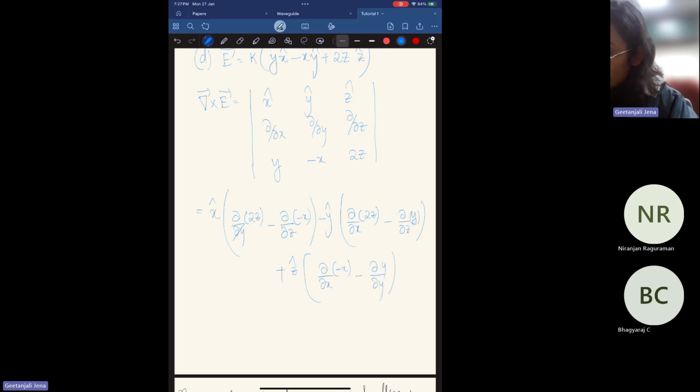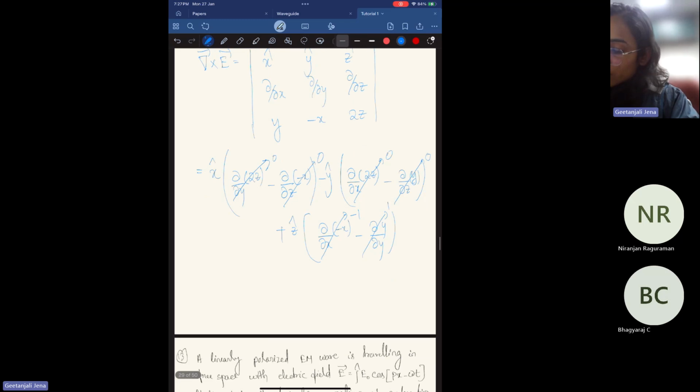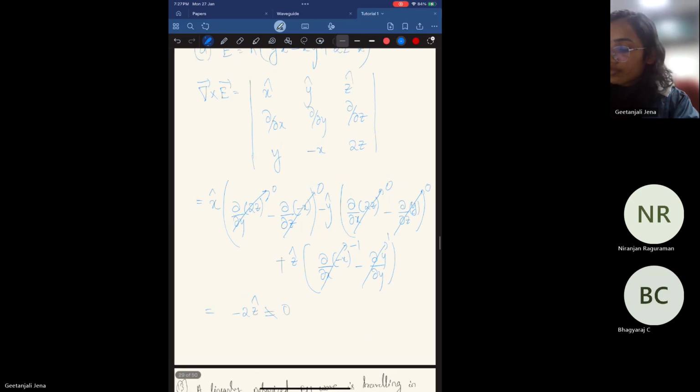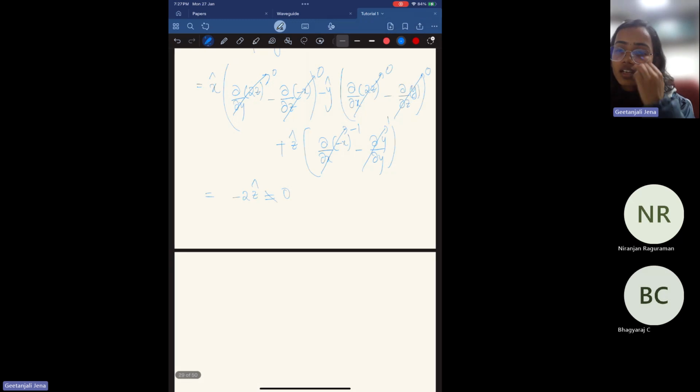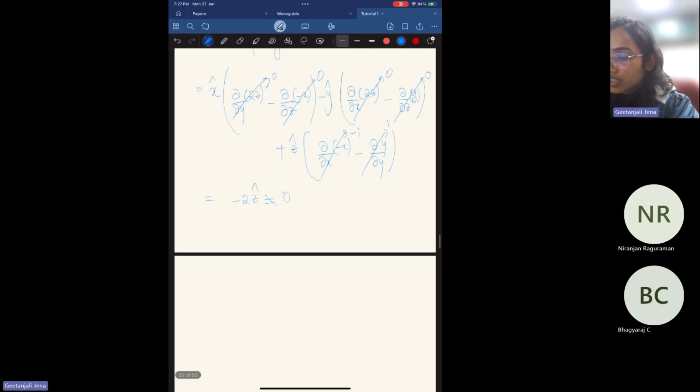You can easily see this term is 0. This is also 0, this is also 0, this is 0. But this term is -1, and this is 1. So that means curl of E is minus 2z k, which is not equal to 0. So here the curl of E is non-zero. That means it's not an electrostatic field. So it represents a field due to a time varying magnetic field. So the answer will be option D here.